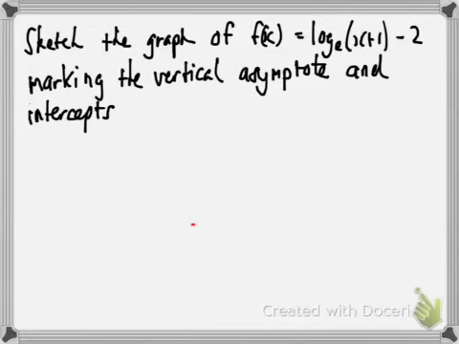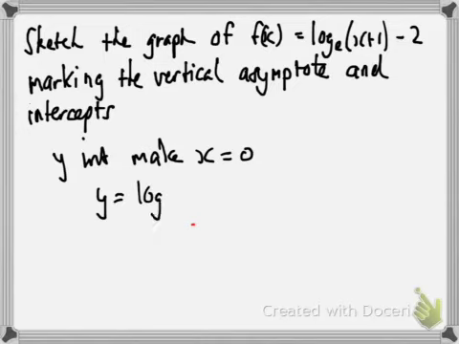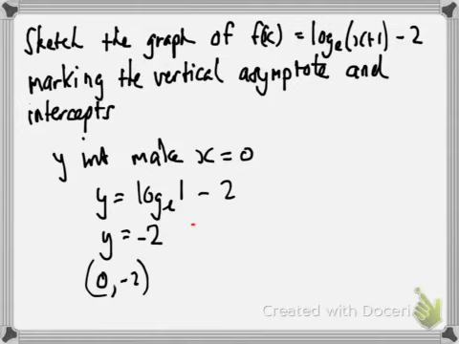So to find the y-intercept, we make x equals 0. So y equals log 1 to the base e, minus 2. And sure enough, log 1 to the base e is 0, so we end up with -2. Y-intercept: sorry, -2 that should be. So we get (0, -2), and we just suspected that. That's why it's good to draw that quick sketch to start with.